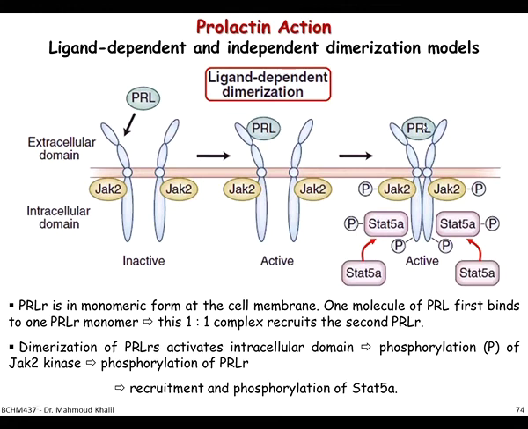So this is the ligand-dependent dimerization. And as I said, the signal has been transformed or transduced from outside to the inside, represented by the STAT5A, which is now phosphorylated. Because you can see that STAT5A in the cytoplasm is not phosphorylated. Once the receptor is activated by phosphorylation, this will recruit the STAT5A. And of course, the STAT5A will now have effect on other proteins inside the cell, the target cell.